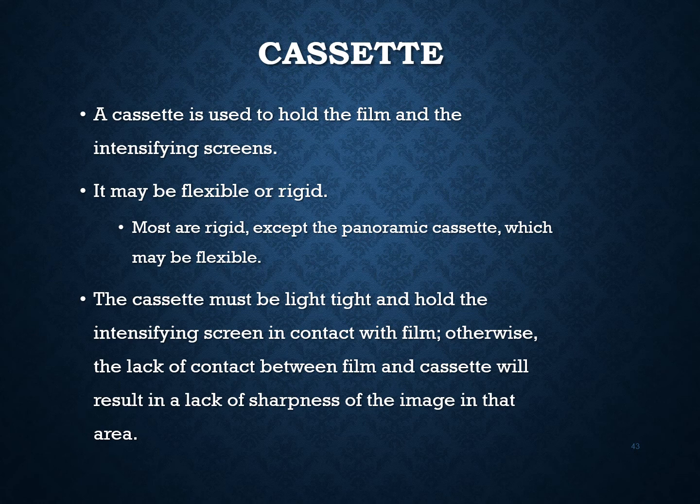The cassette must be light tight, which means it's not air sealed, but it doesn't let any light in. It must also hold the intensifying screen in contact with the film. Otherwise, the lack of contact between film and screen will result in a lack of sharpness on the image in that area. So they have to be in tight contact. A rigid cassette is usually more expensive too, but it lasts a lot longer than a flexible one does.